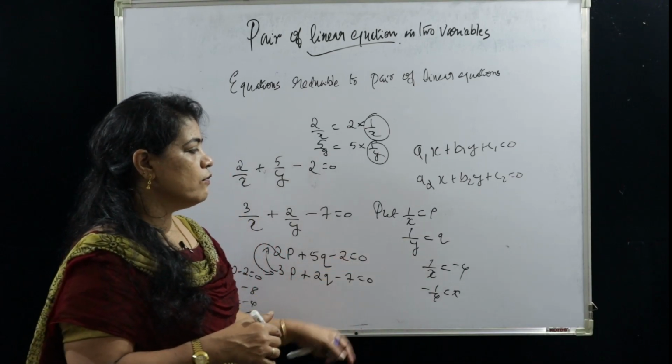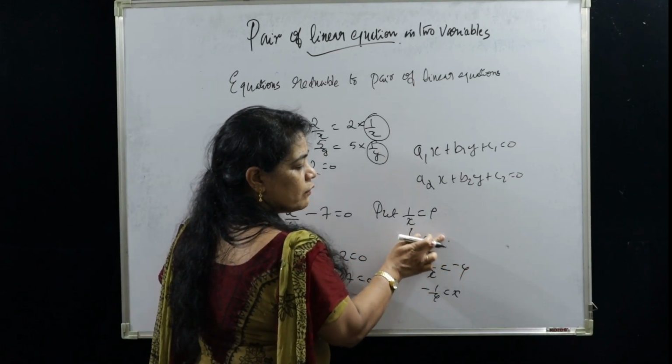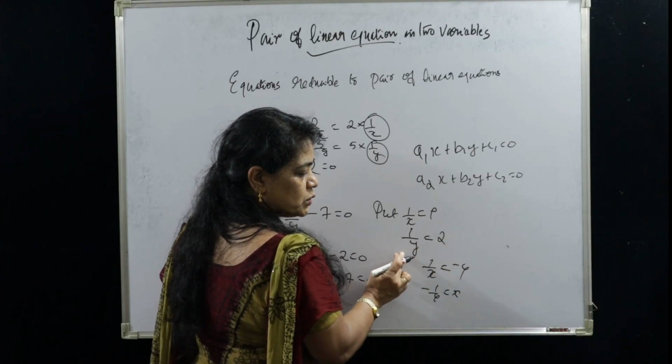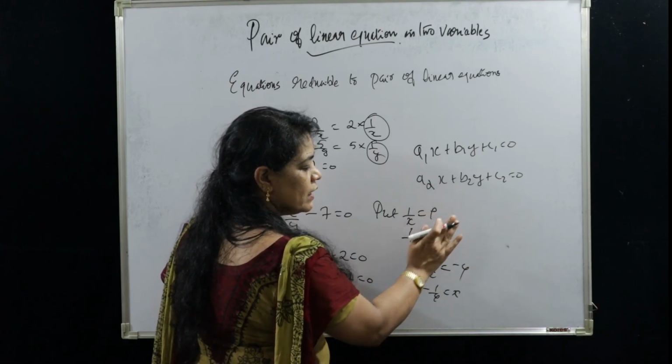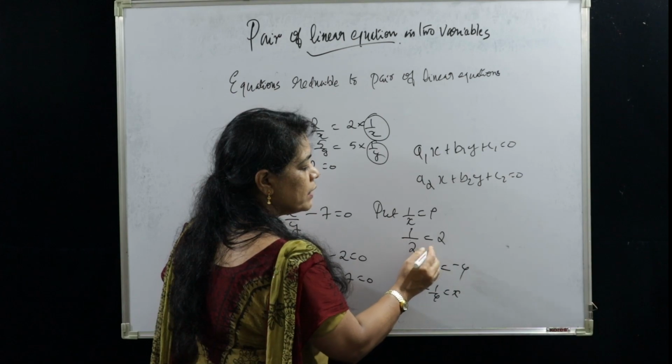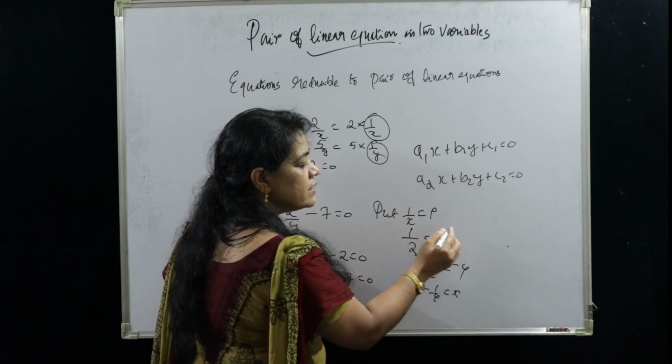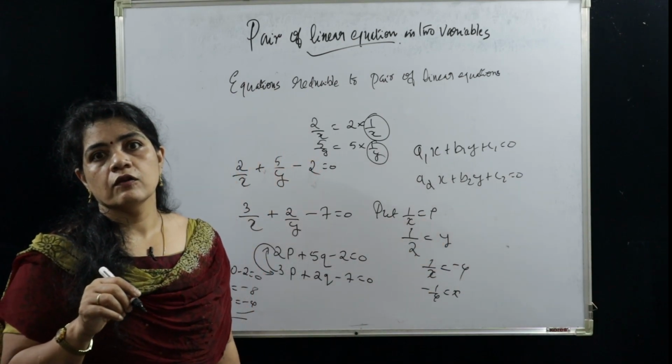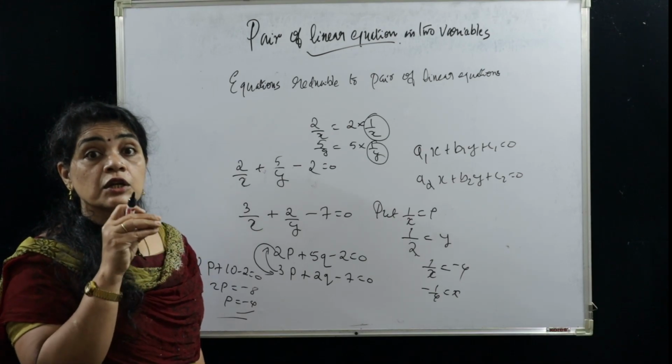The same way, 1 by y equals q, which we have got as 2, so you can take 2 here, and in order to get y, cross multiply, so 1 by 2 is equal to y. This method is what we call reducing equations to a pair of linear equations.